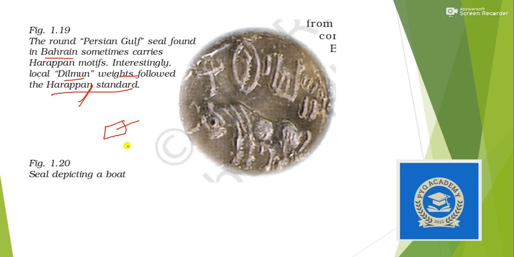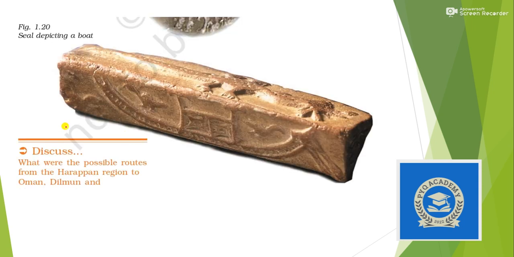Okay. Next, a seal depicting a boat. So it says that Harappans were also using waterways, and not only the inland waterways, they were also known to the sea routes. Okay, that means trading was also done through sea routes.